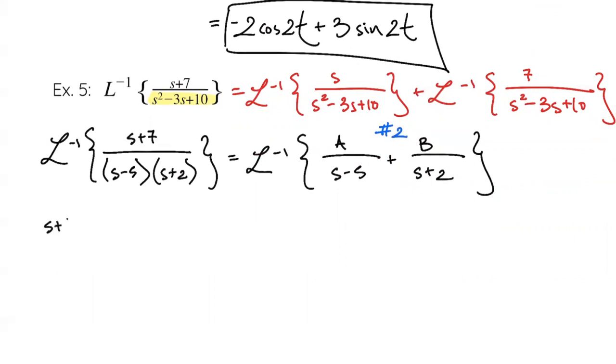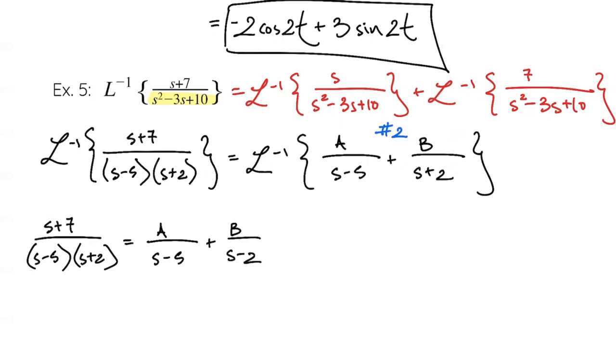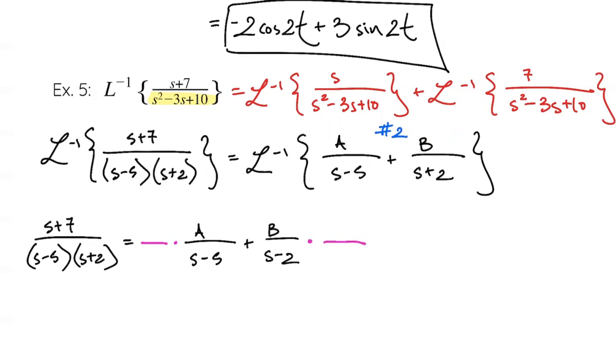And so if I take my initial s minus 5, s plus 2 equals A over s minus 5 plus B over s plus 2. And I'm going to create a little bit of space here on both sides so I can think about what I need to multiply each one by, right? And I realize I need to multiply the first fraction by s plus 2 over s plus 2. And I realize I need to multiply the second fraction by s minus 5 over s minus 5, right?